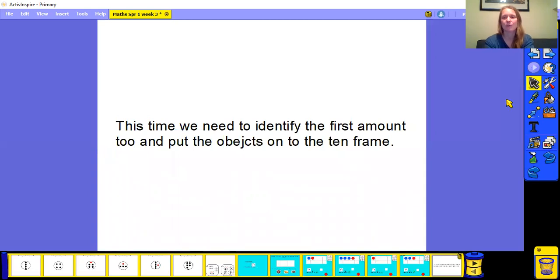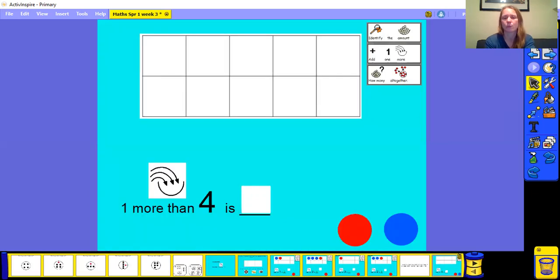Okay, this time I'm going to make it a little bit trickier. This time we need to identify the first amount and we need to put those objects onto the 10 frame first. Let's have a go. 1 more than 4 is how many? So the number that we already have is here. That large number tells us how many counters we need to get first. So I'm going to get 4 blue counters and put them onto my 10 frame.